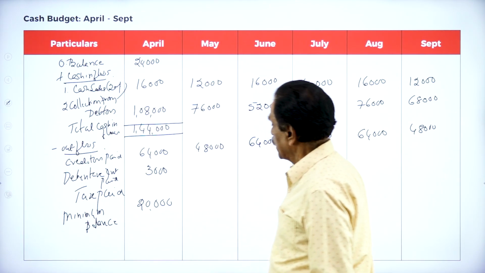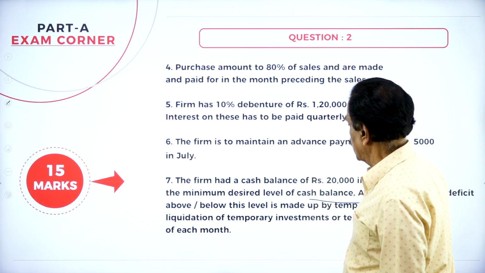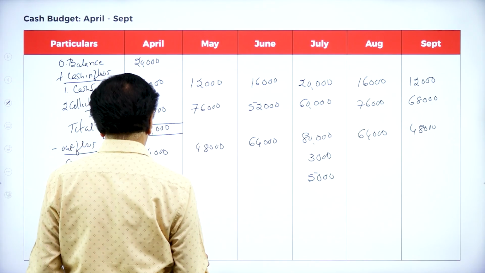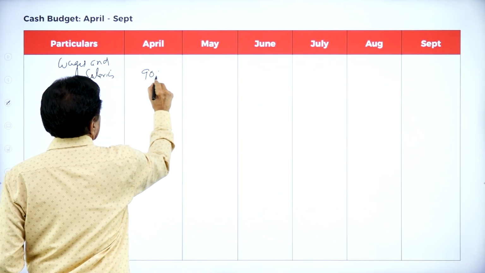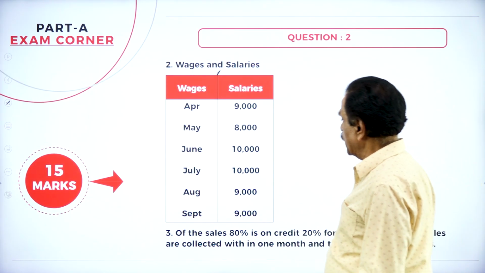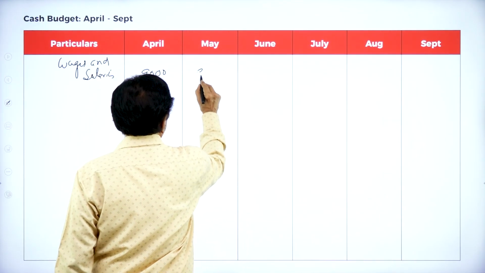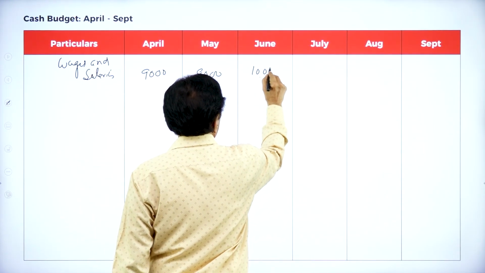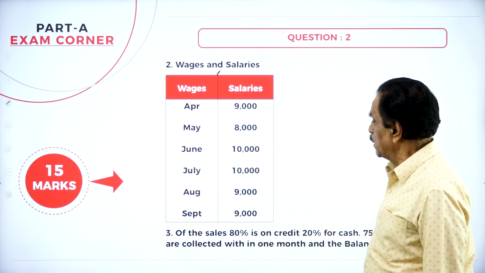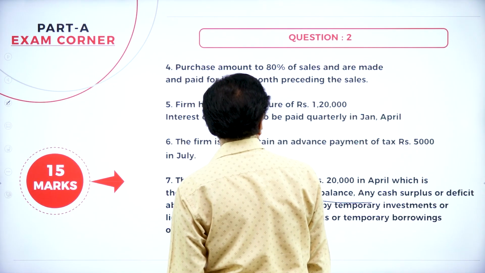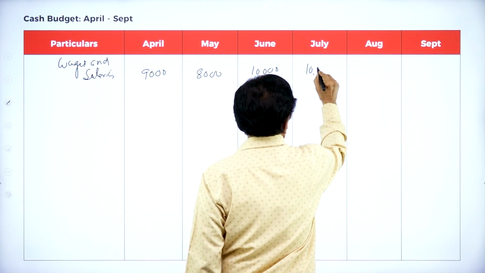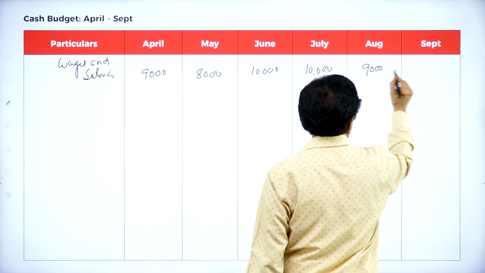Wages and salaries. April 9,000. May 8,000, 10,000. June 8,000, 10,000. July 10,000, 9,000, 9,000.